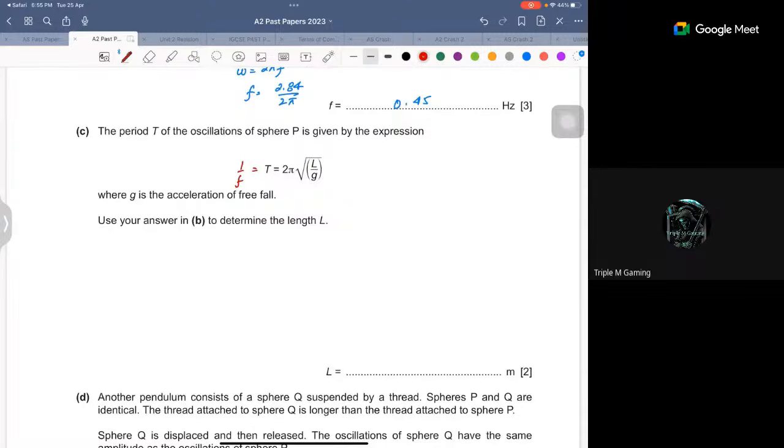Now coming back to this. So time period is 1 upon frequency. So I'm going to do 0.45 equals 2 pi root L over g, g is 9.81. What do you get for L? 1.2. 1.2. So this is like the easiest question I've seen.